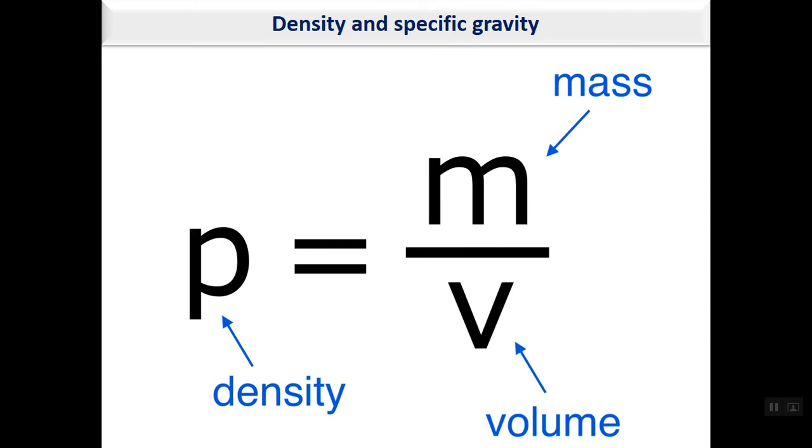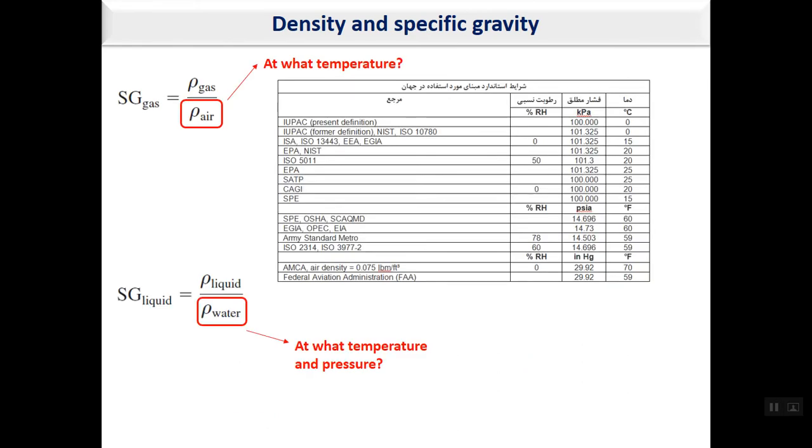The next quantity I want to briefly review is density. You know certainly that density is mass divided by volume. But what I want to talk about is specific gravity. You know that specific gravity is the gas density over the density of air if you are referring to a gas, and for liquids the specific gravity is the liquid density over water density.